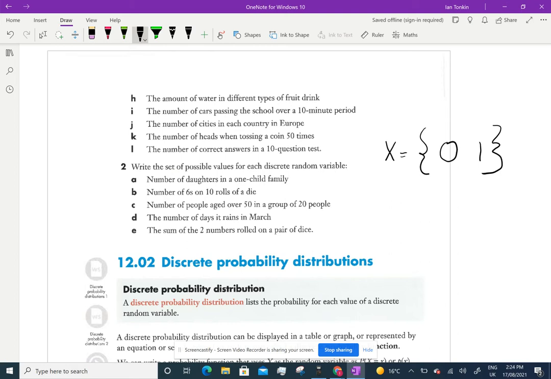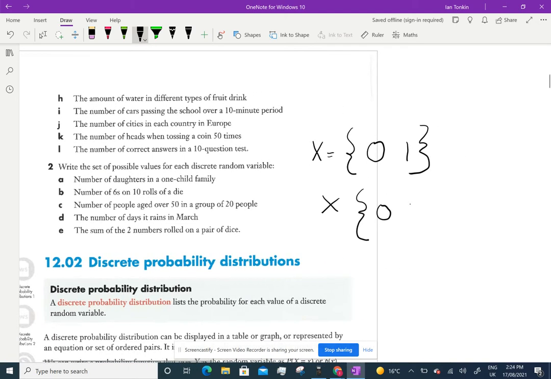The number of sixes on 10 rolls of a die. So if I roll a die 10 times, how many sixes? Well, I could get none. I could get 1 six. I could get 2. I could get 3. I'm just going to go dot, dot, dot, all the way up to, I could get 10 sixes. I mean, what are the chances? 1 on 6 to the power of 10.